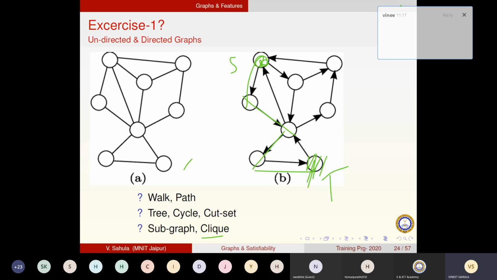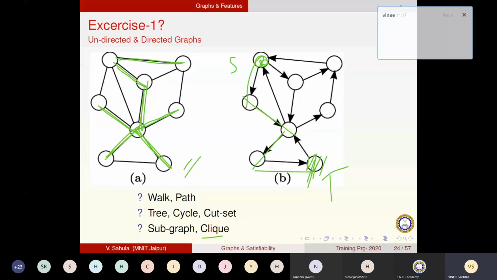What is a tree here? Tree in the left side. If I choose this edge, these two vertices are connected. If I choose this edge, these two are connected. If I choose this edge, these two are connected. If I choose this, the fourth vertex is connected, or the fifth vertex. If I choose this edge, my sixth vertex is connected. Seventh vertex connected. Eighth vertex connected. Do you see how many edges I have chosen?